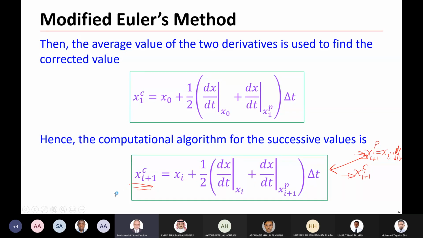So two steps in order to find the value of the function at any interval. Of course, in terms of computational time, it will take more time, but definitely the accuracy of the solution is better.